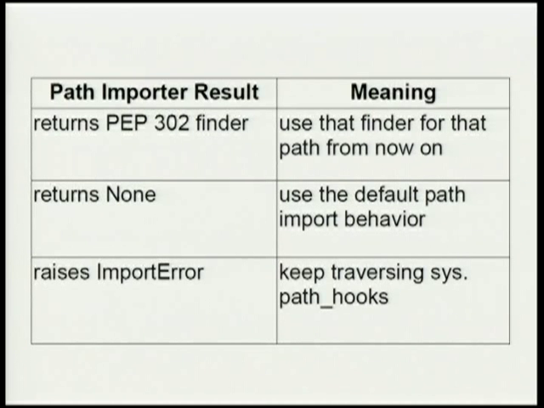Great. And the path importers, these callables, so with the metapath hooks, if it returns none, it means I don't know what to do with it, move on. With path importers, it's a little different. If it returns none, it means use the default behavior. But if it raises an import error, that means I don't know what to do with it, move on to the next one. So it's a little different, but not a terribly big deal. You just got to keep the two separate. Metapath hooks and path hooks behave a little differently. And then, of course, if it knows what to do with it, it can return a custom finder.